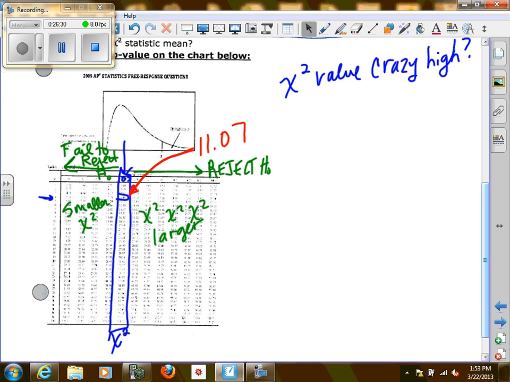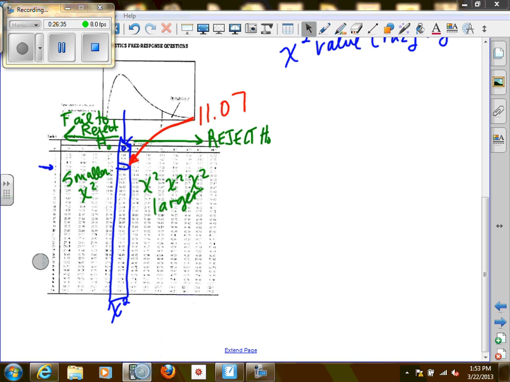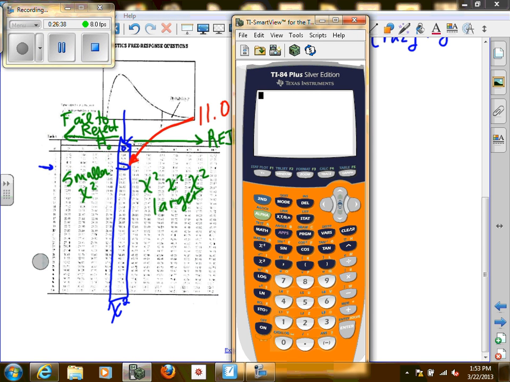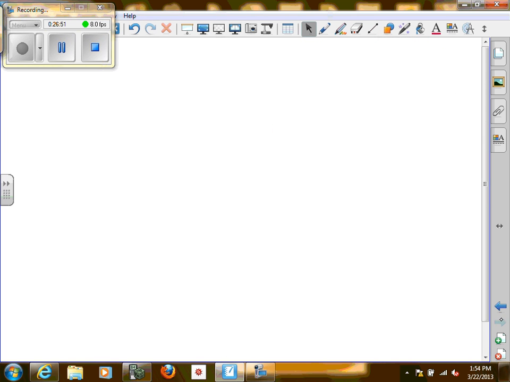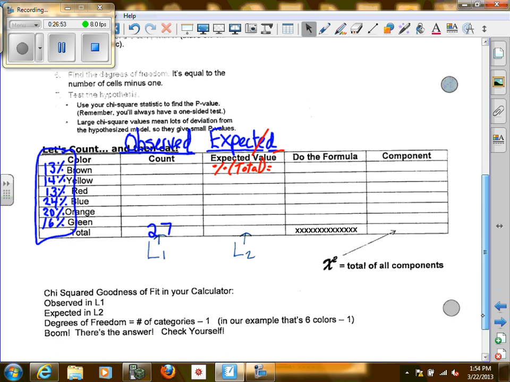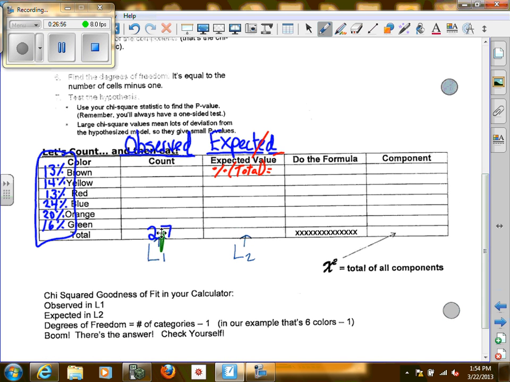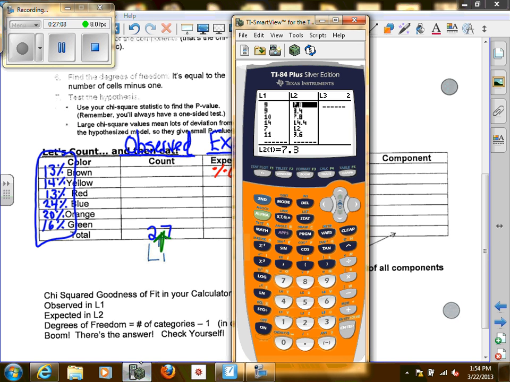However, I would like to show you the calculator trick to do these things. So, everybody go into your calculator and go into your list. I need you to put your observed into list 1 and your expected into list 2. Those are the only two things you input. So do that now. I want everybody inputting those pieces of data into your calculator now.